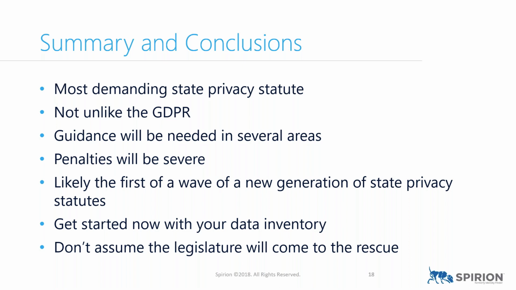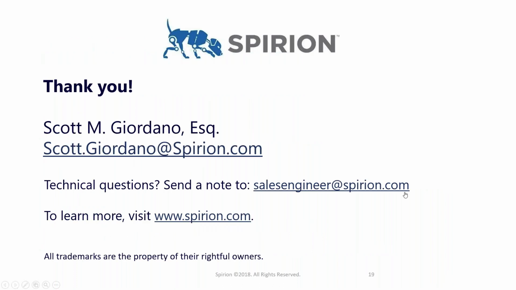This is not just likely the first wave, it is the first wave. As I've mentioned a couple times in the webcast here, we've got about 15 states that have these statutes going through legislatures. Probably two-thirds will get through. I think two states have already updated theirs this year. I believe Massachusetts has updated their 201 CMR, and I believe Virginia has updated their data breach law. So that's just happened already, but you can bet there's going to be a lot more. So get started now with data inventory. Don't wait, and don't assume the legislature will come to the rescue. They rarely, if ever, do. So that's it in summary and conclusions.